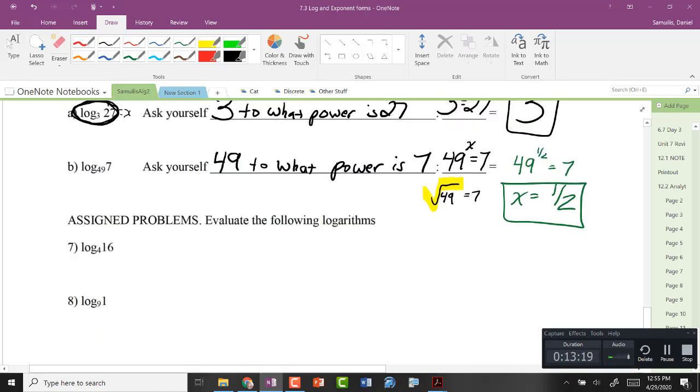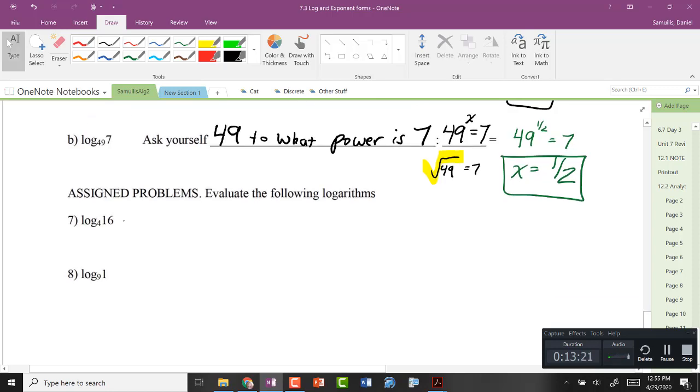Okay, so you have 2 more problems for today. Just tell me what these are equal to. What does that equal? What's that equal? And then move along your merry way.